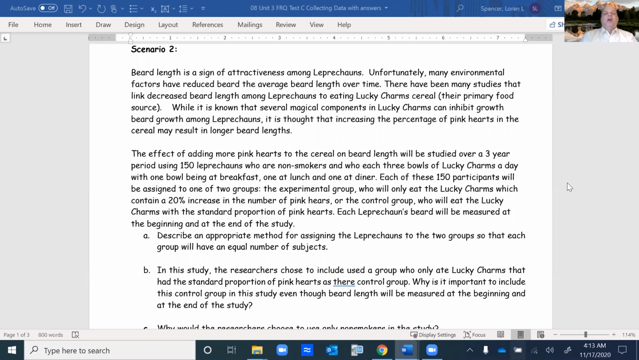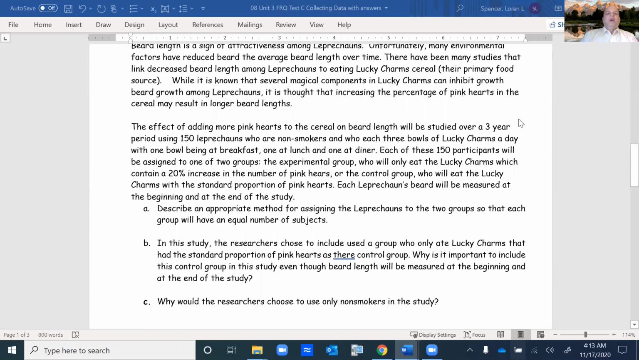source. While it's known that several magical components in Lucky Charms can inhibit beard growth among leprechauns, it's thought that increasing the percentage of pink hearts in the cereal may result in longer beard lengths. So in this particular case, we know we have a problem with beard lengths getting smaller among leprechauns, and we think Lucky Charms is inhibiting it. But if we increase the percentage of pink hearts, maybe that will help solve the problem.